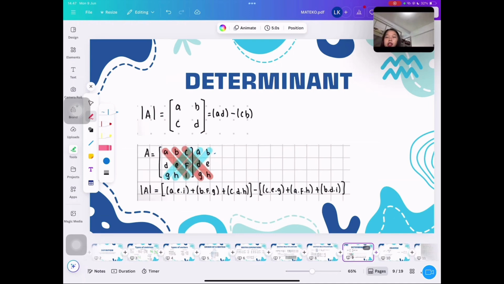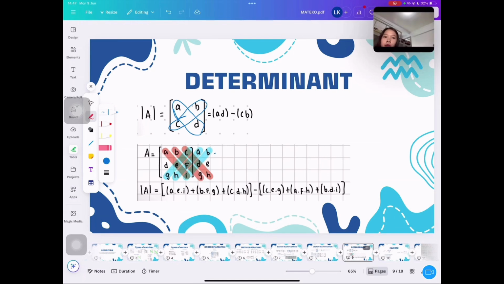Okay, next. The next material is determinant. A determinant is a scalar value that can be calculated from a square matrix. The determinant provides important information about the properties of the matrix, such as whether the matrix has an inverse. For example, matrix A is A, B, C, D. We subtract diagonally, so it's A times D minus C times B, like this.